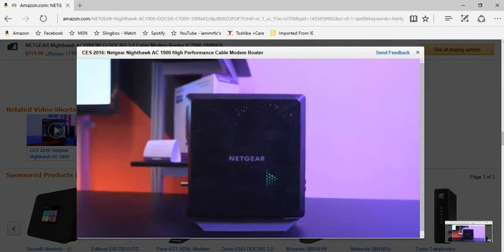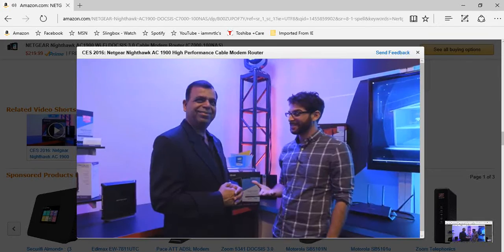So there you go, the NETGEAR Nighthawk AC1900. Sandeep, thank you so much.